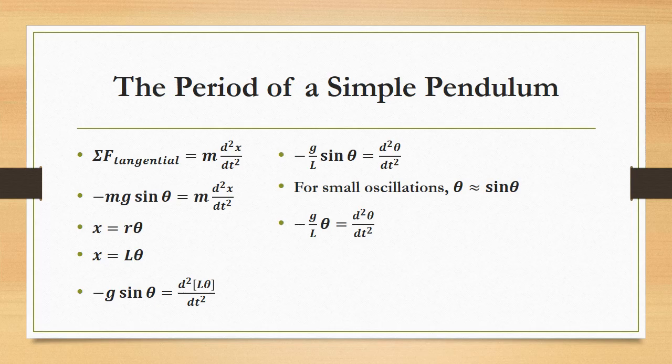Okay, so that means I'm going to replace the left side where it said sine theta with just theta. And now I have a true second order differential, right? This is theta and this is the second derivative of theta. So that allows me to finish the problem now.